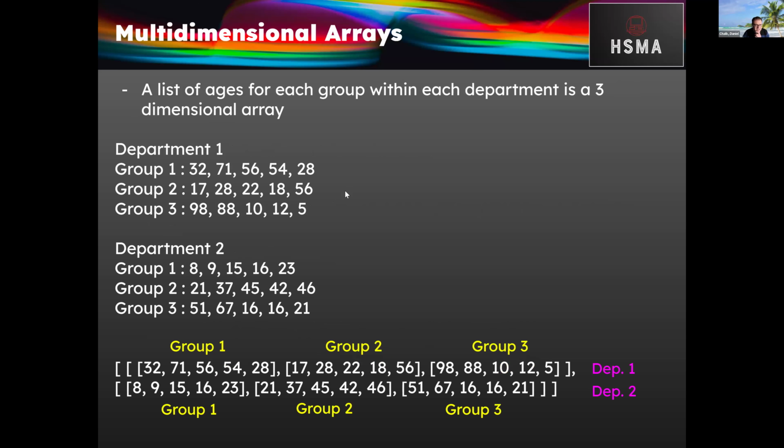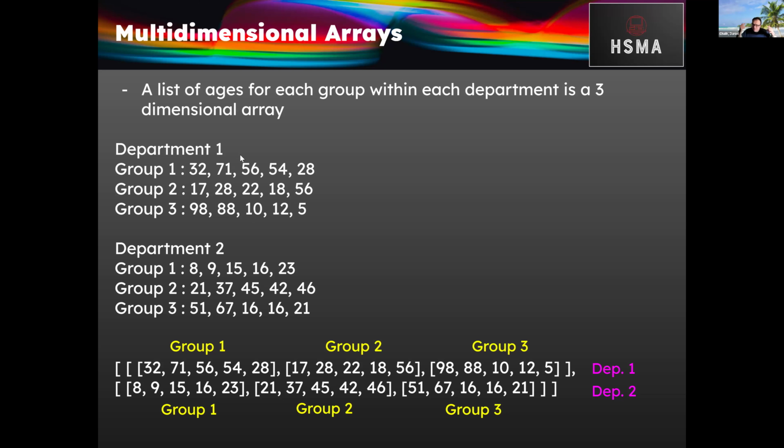Then we might have a list of ages for each individual within each group, within each department. Okay, and that would be an example of a three-dimensional array, because we've got individual ages as one dimension, we've got groups as another dimension, and we've got departments as another dimension. So in order to find any individual, we'd have to know their individual place within a group, which group they belong to, and in which department. Okay, that's a three-dimensional array.